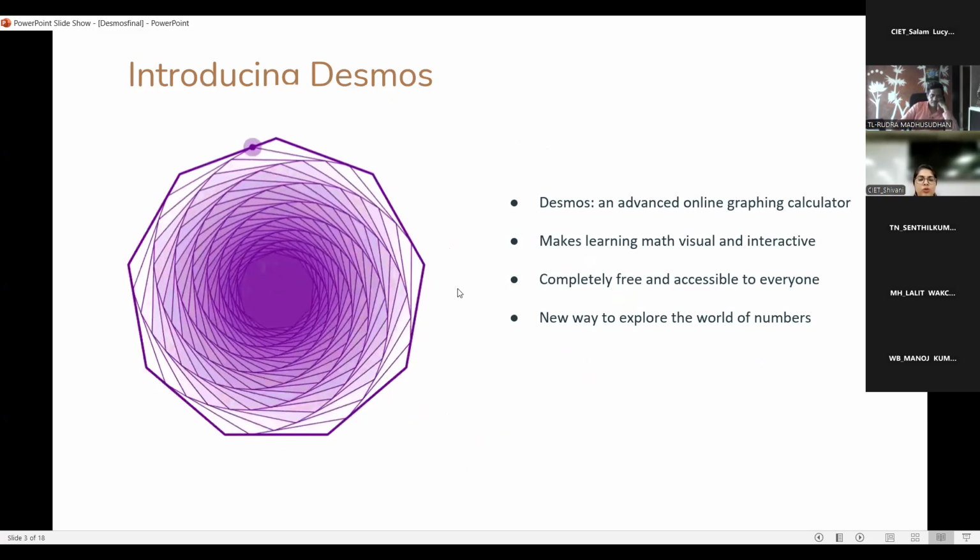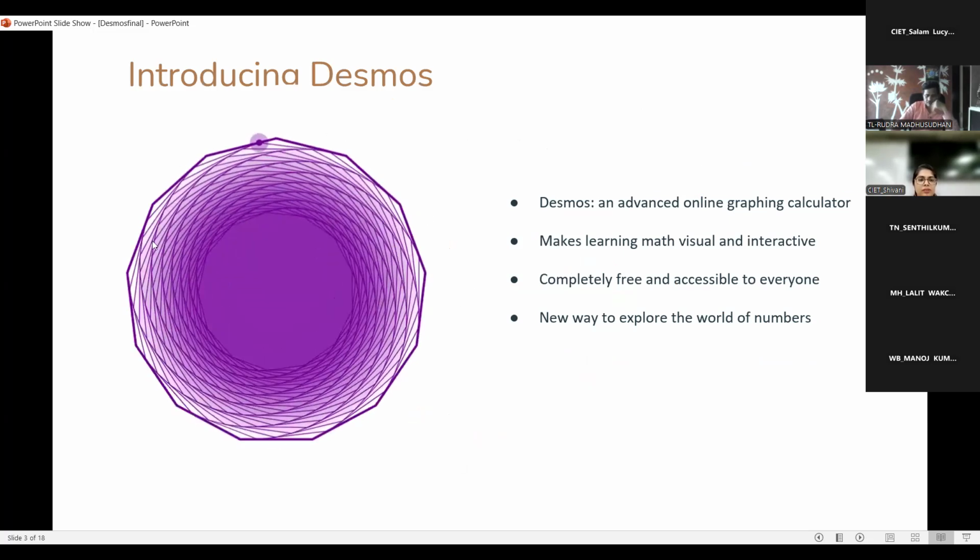introducing Desmos. As you can see, this is created by me on Desmos. Today in today's lecture I will show how you can create difficult tools and difficult figures in Desmos. Desmos is an advanced online graphical calculator that makes maths visible and interactive, and it's completely free and accessible to everyone.